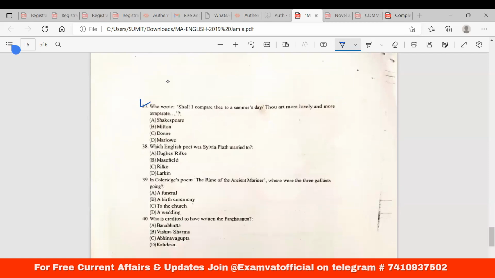Who wrote "Shall I compare thee to a summer's day? Thou art more lovely and more temperate." Okay, so that was written by Shakespeare. Now you have a few important quotes that you need to remember, not of Shakespeare only, but obviously the writers given in the options. And apart from these writers, there are many writers. So for that, I'm trying to prepare a chart, and you guys can avail that from the Telegram group.